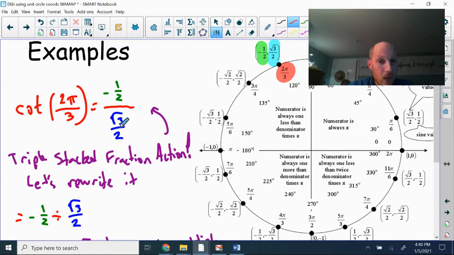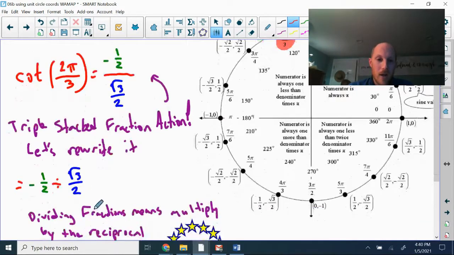So triple stack fraction action, here's the way I say we clean this up. We're just going to rewrite this division. So instead of a triple fraction action, let's make it division of fractions, which I know sounds worse, but it works a lot better. So I'm going to take the negative 1/2 divided by radical 3 over 2. This is exactly the same meaning. It is the exact same mathematical operation. It's just division written one way or division written the other way.